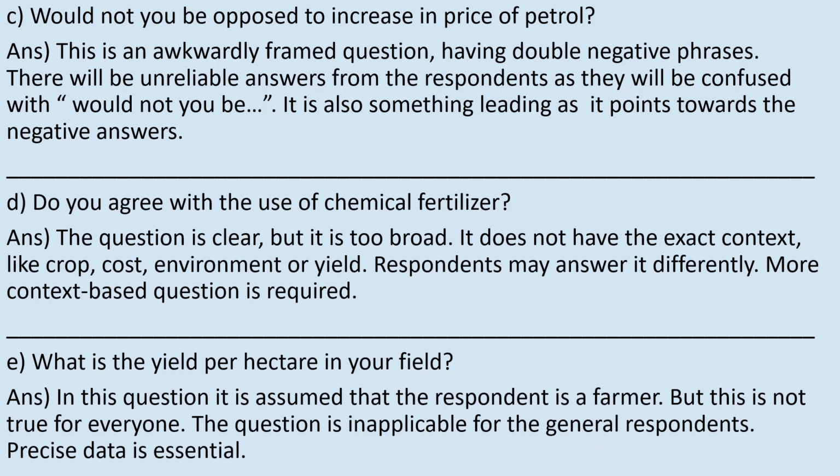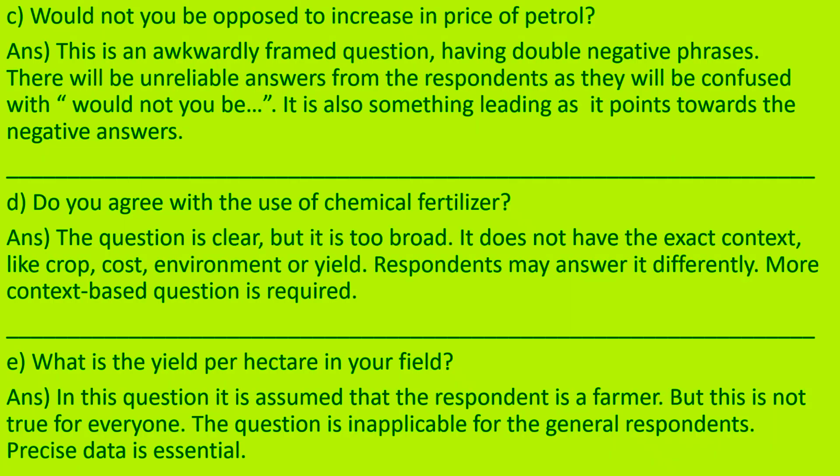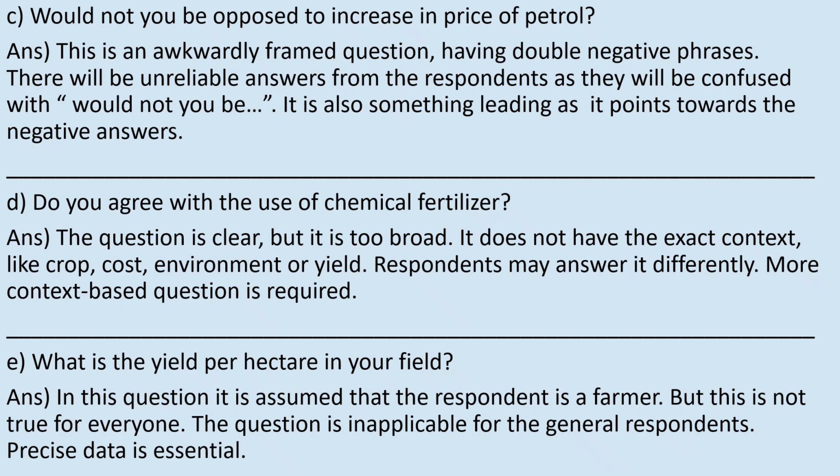Here in the C question, we have, would not you be opposed to an increase in the price of petrol? So the answer here is, we find the question is awkwardly framed. Why? Because it has double negative phrases. There will be unreliable answers, as the respondents will be confused by the phrase would not you be. It is also leading, as it points towards negative answers. So this is how the question is wrong here.